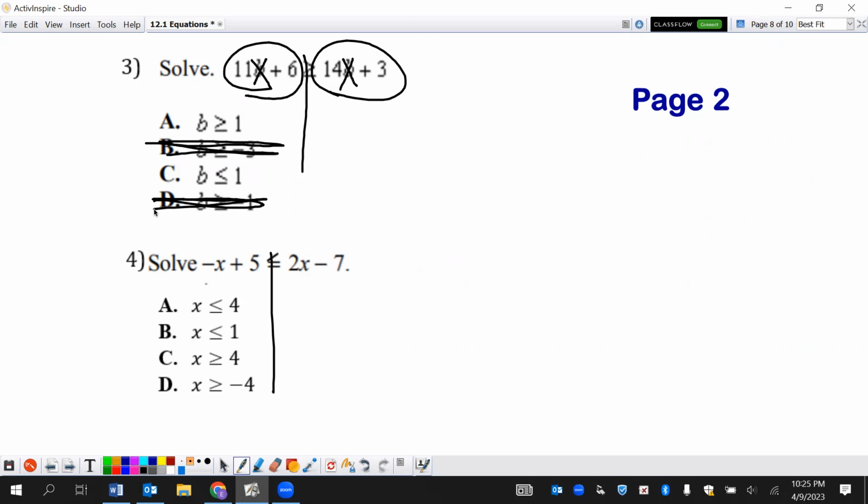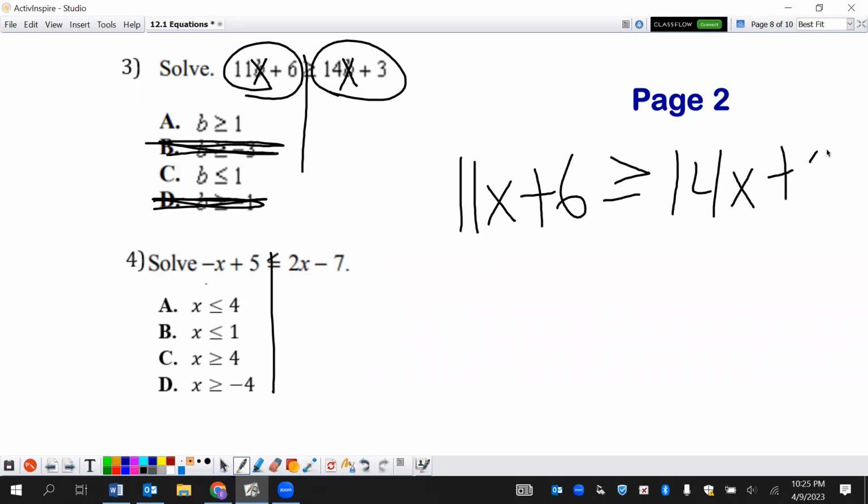And so this is why I wanted to review how to do it by hand, because sometimes you will need to know how to solve them in order to find the right answer. So here's the original problem. Remember, if you have x's on both sides, you want to move them to one side only.